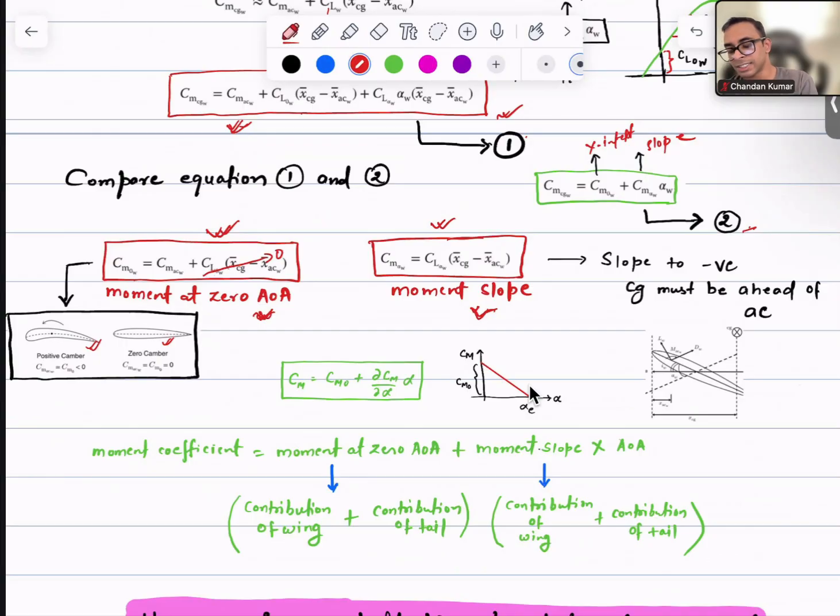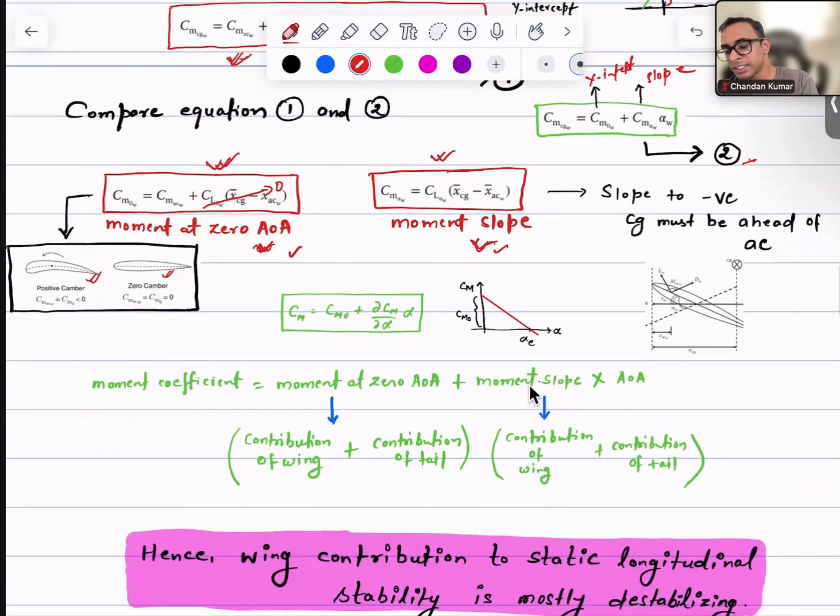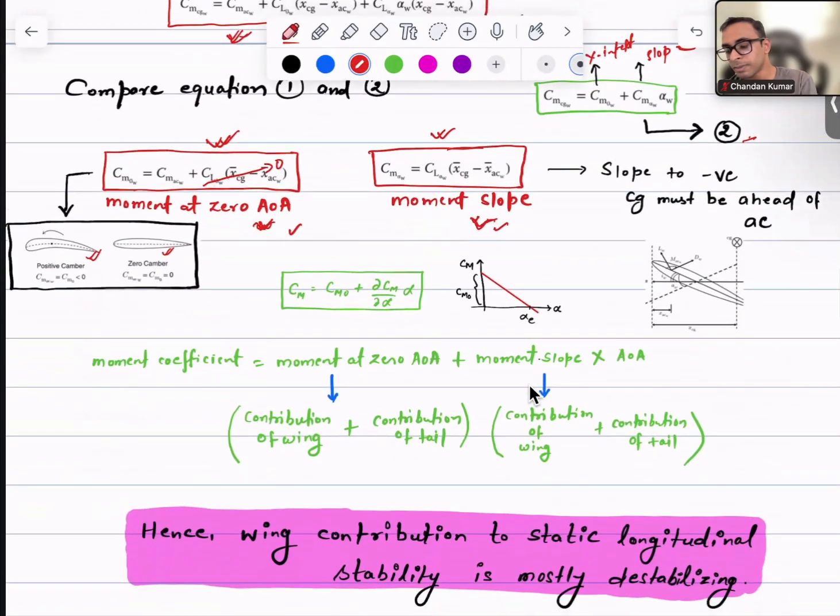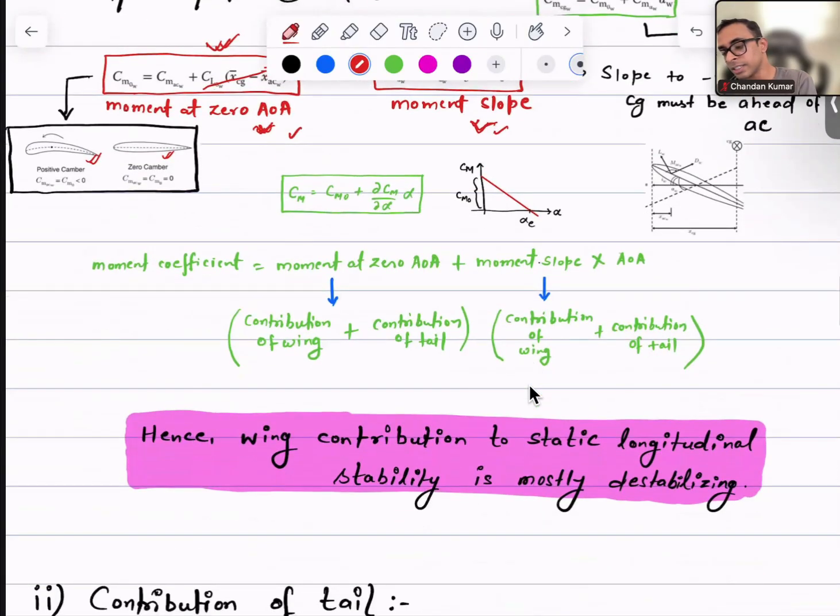When we were discussing the criteria, we said that the moment at zero angle of attack must be positive and the slope must be negative, but we are seeing that the contribution coming from the wing is different. So this leads to our general understanding that the contribution of the wing alone to the longitudinal stability is in general destabilizing.